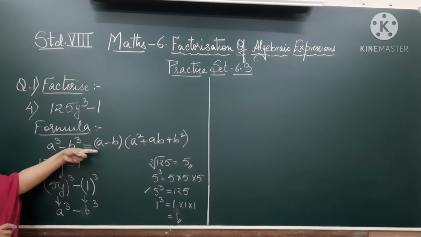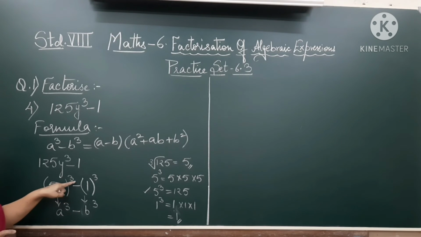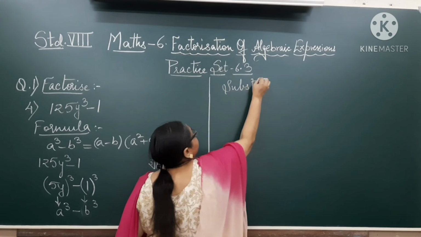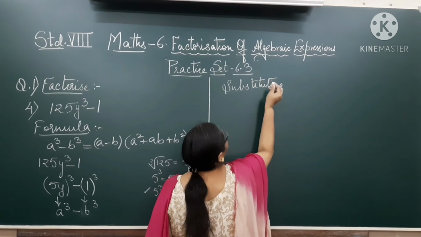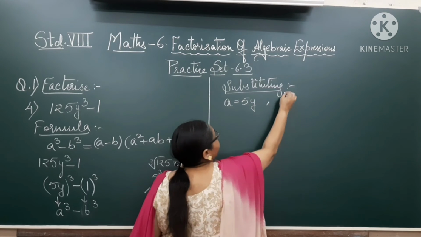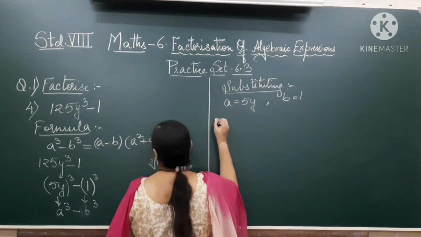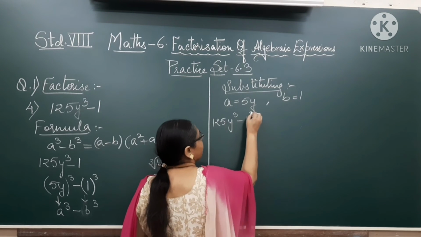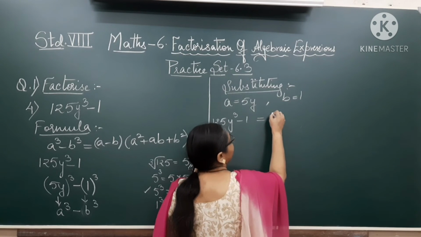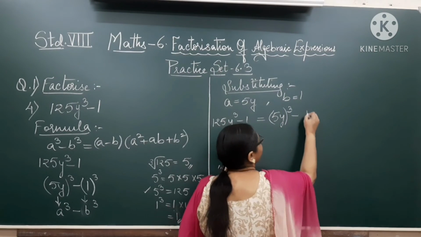Now I can use the formula a cube minus b cube is equal to a minus b into a square plus ab plus b square to factorize 5y the whole cube minus 1 the whole cube. Okay, let us substitute and see. Substituting a as 5y and b as 1. Let us substitute the values and factorize 125y cube minus 1. The question is not cube over here, okay? Minus 1 is equal to 5y, we have converted into a the whole cube, minus 1 the whole cube.